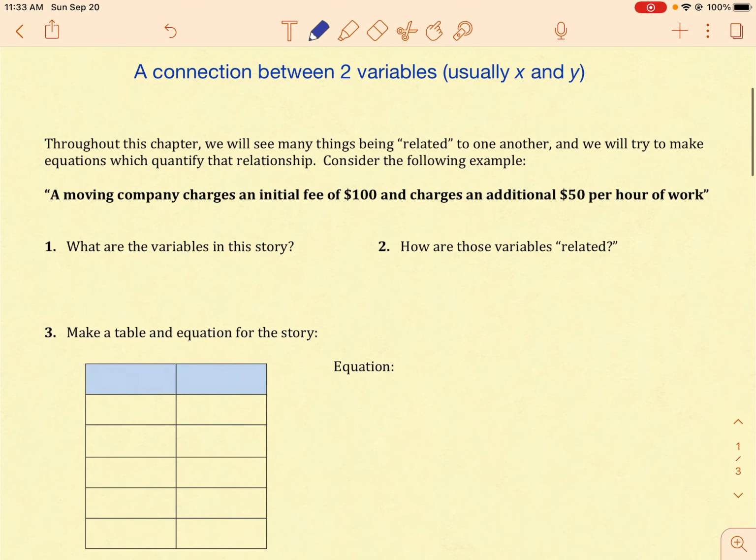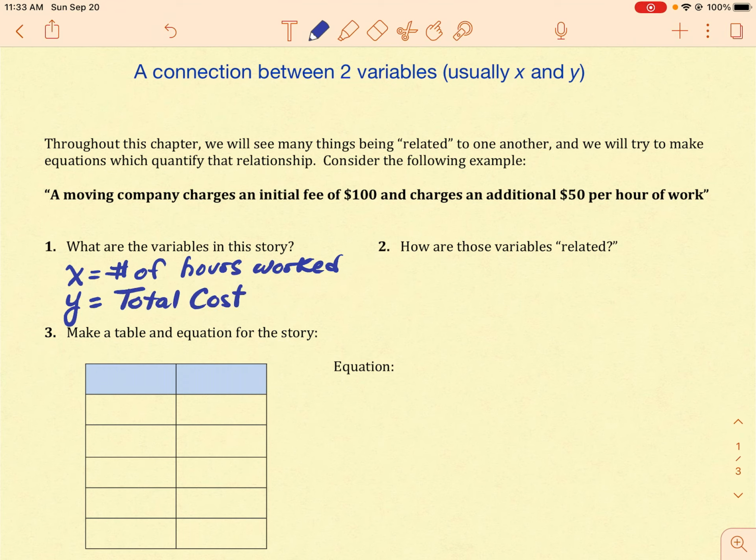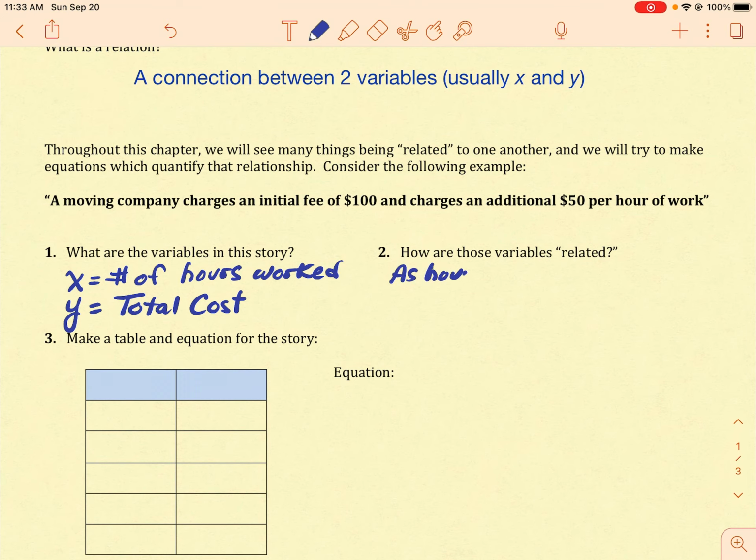One example might be a moving company that charges an initial fee of $100 and then charges an additional $50 per hour of work. If we want to think about what the variables in this story are, we could let x be the number of hours worked, and then let y be the total cost. How are those variables related to each other? The more you work, the more it's going to cost. So as hours increase, the total cost increases as well.